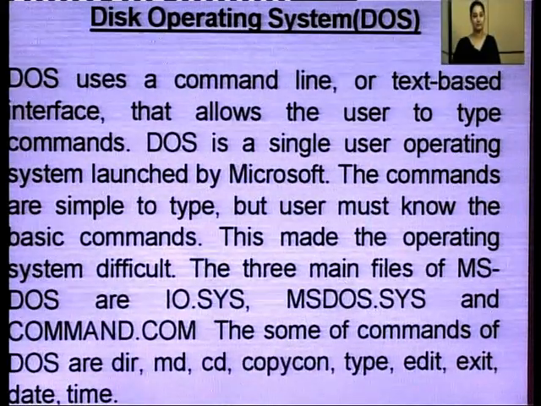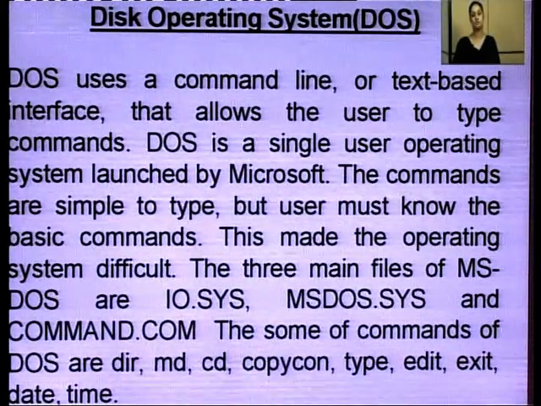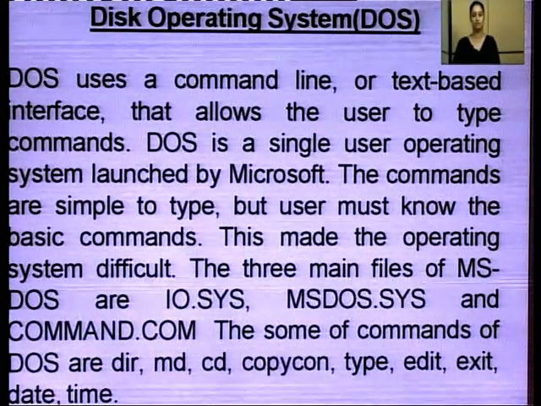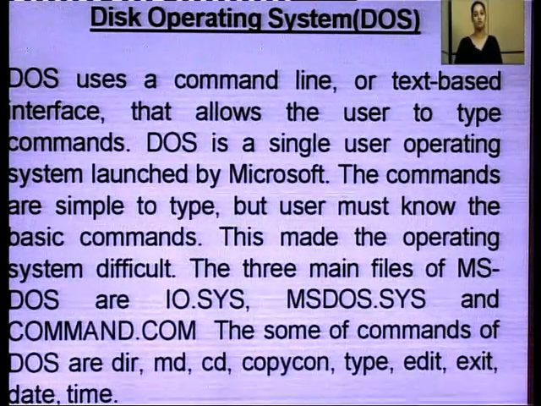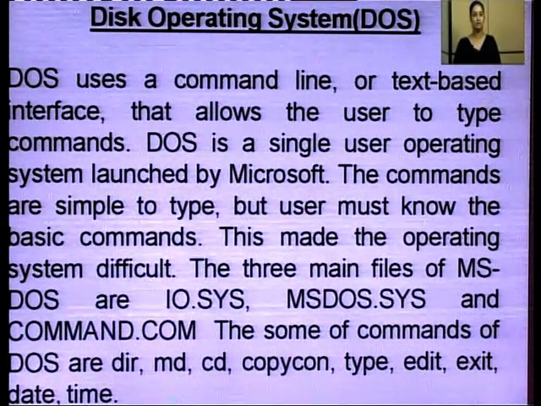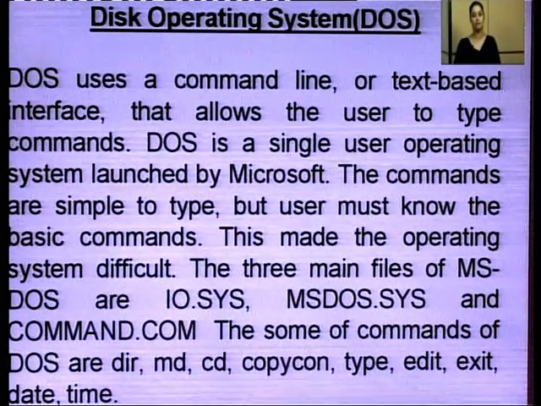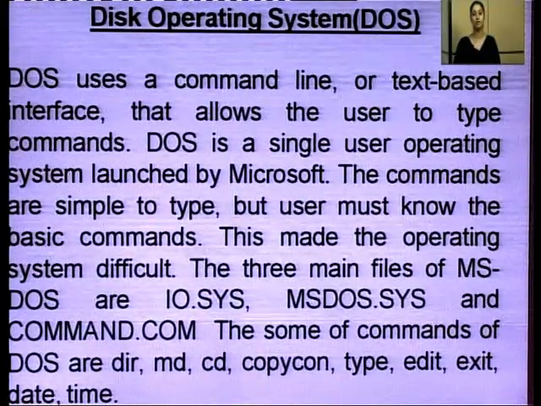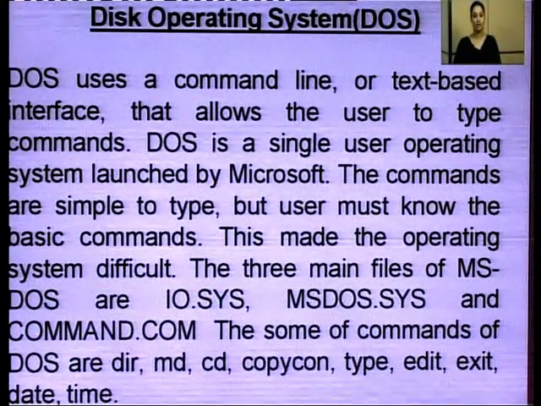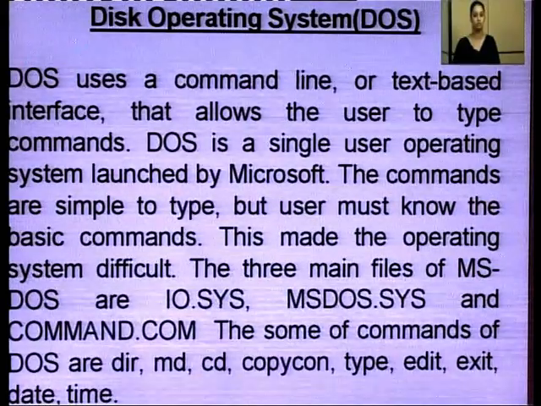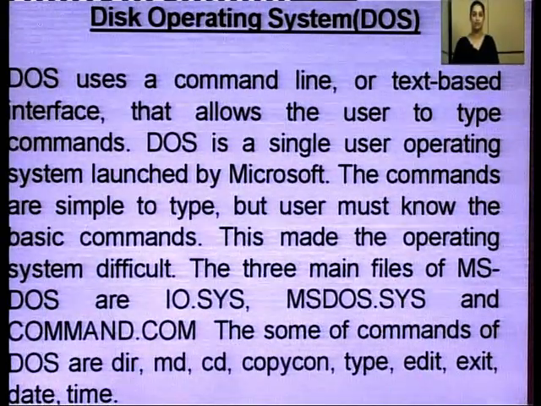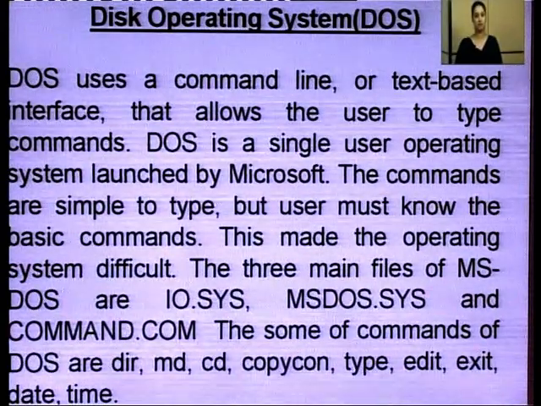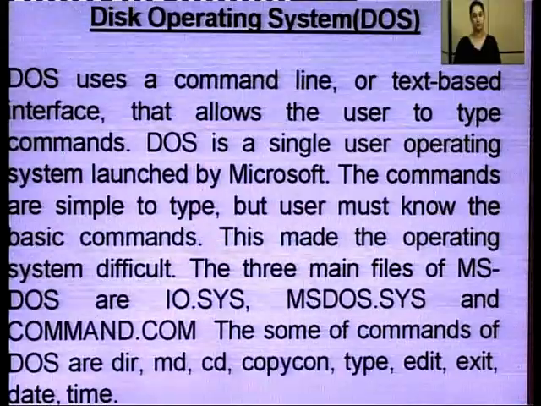Copycon, to create the files. If I want to create a file, we use the copycon command. Type, to see the file which I already created. If I want to see that file, we need the type command. Edit: if I want to edit the file which we saved using the copycon command, I need the command edit. Exit, to exit from DOS, we need the command exit. Date and time, to show the date and time function of the DOS system, we use the date and time commands.